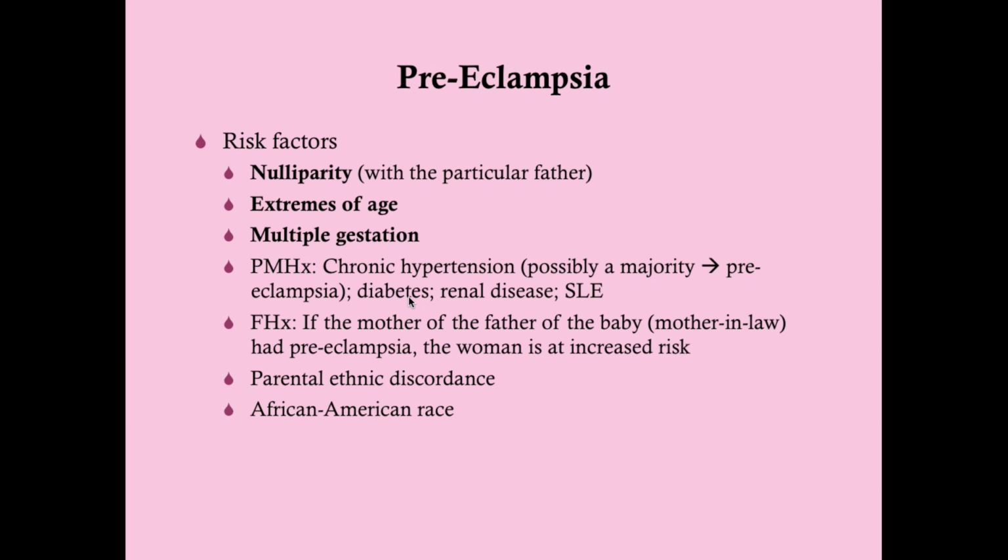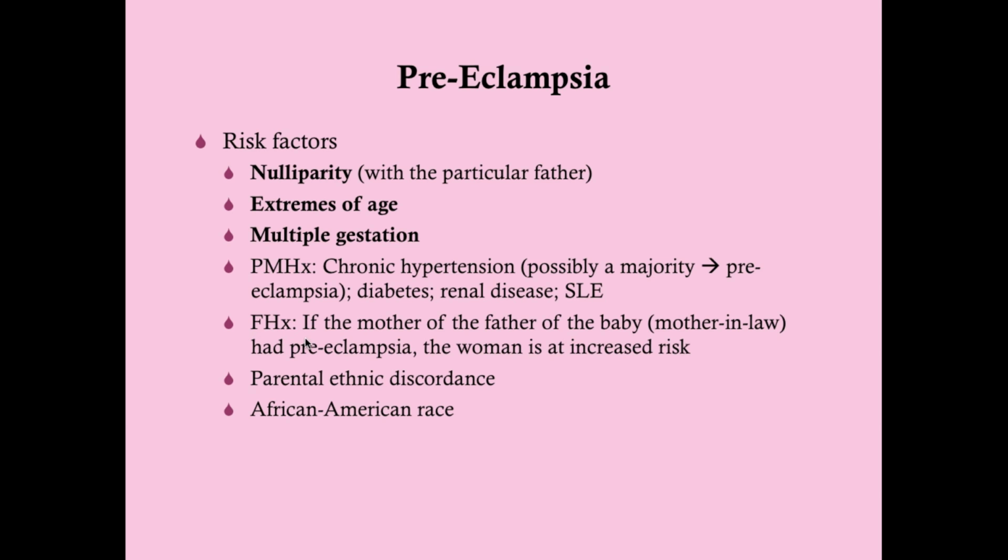If she's got type 1 diabetes, if she's got renal disease, or if she has lupus, what do all of these have in common? These are all small vessel diseases. So it has something to do with the fact that this is a vascular disease. Preeclampsia is a vascular disease.